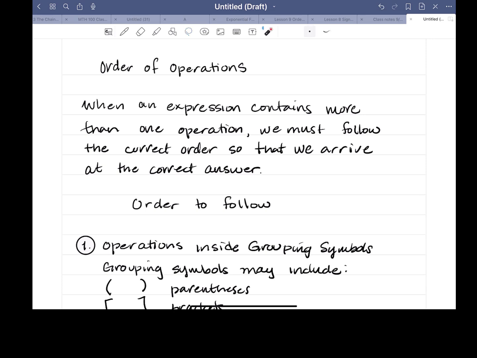Hi, it's Miss House. In this lesson, we're going to talk about the order of operations. When an expression contains more than one operation, we must follow the correct order so that we will arrive at the correct answer. And here is the order we have to follow.